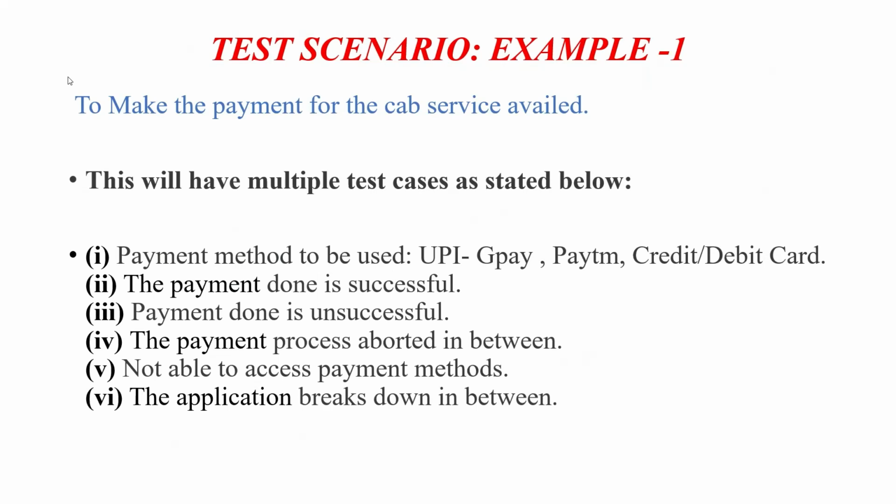Okay, the payment process may be aborted in between, or we may not be able to access the payment method. Not able to get Google Pay or Paytm, so it is not opening, so we are not able to access the payment method. And the application may break down in between, there may be different reasons. So these are the different test scenarios, because when we think about test cases, multiple test cases will be available with respect to the scenarios. Okay, so this is about the test scenarios.